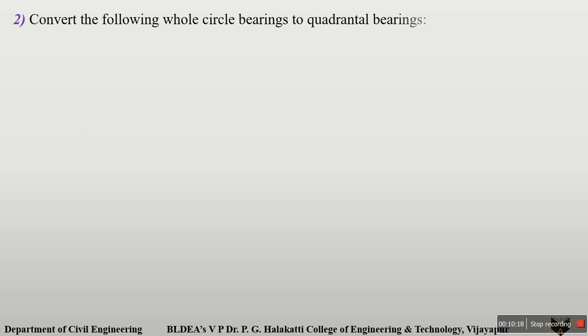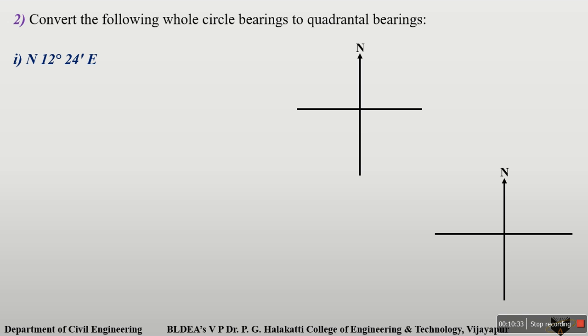Clear? Similarly, we have to convert the quadrantal bearing to the whole circle bearing system. The first one is north 12 degree 24 minutes east side. Again, there are two compasses with respect to WCB and quadrantal bearing system. In the first quadrant, the measurement of a bearing in both cases will be the same. So directly we can write WCB is equal to RB, that is 12 degree 24 minutes. Just remember that whenever mentioning the WCB value, don't mention the directions.